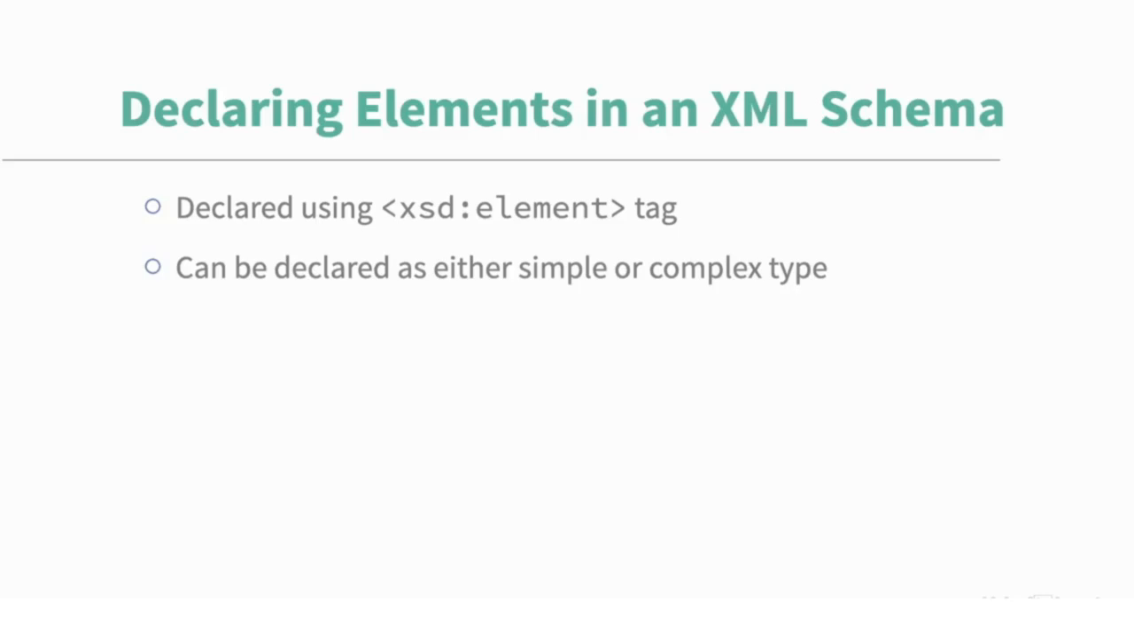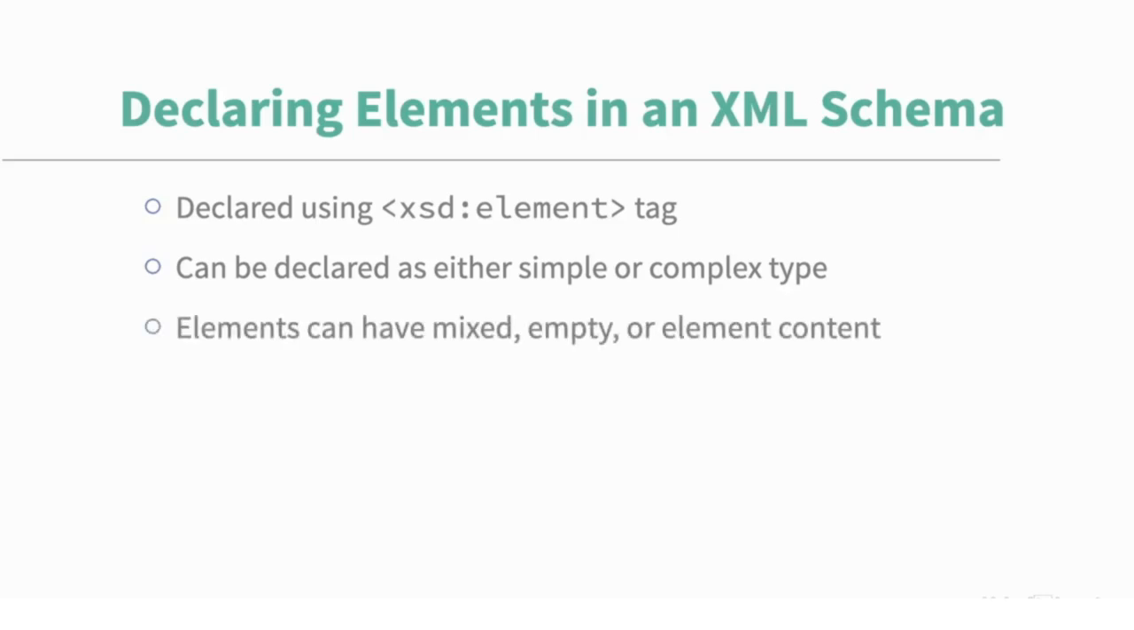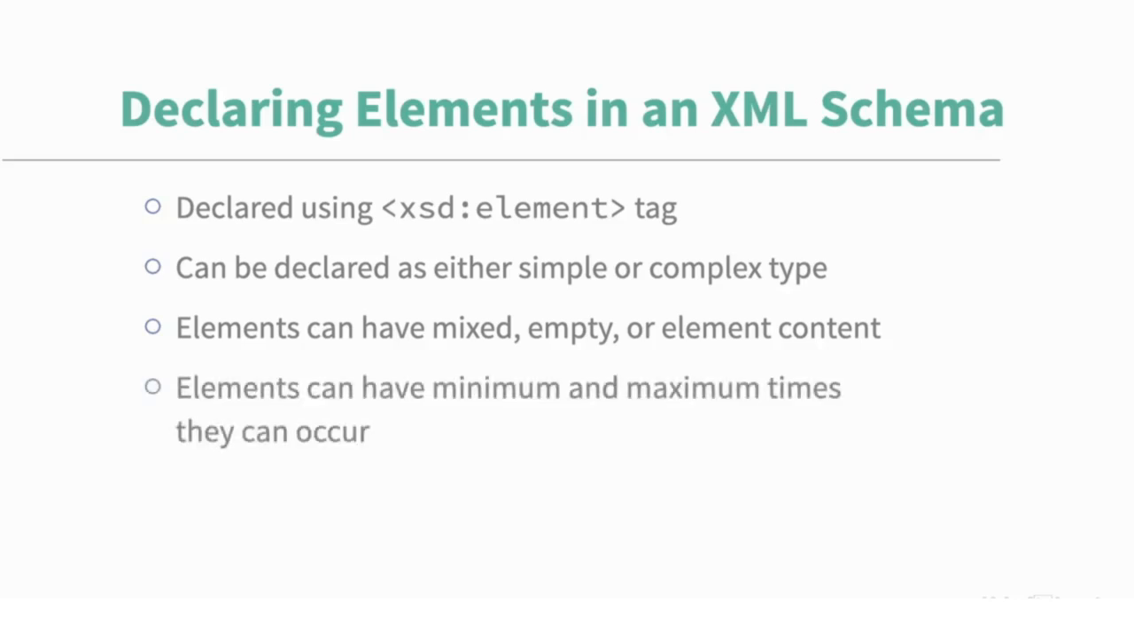These types can either be built-in schema types, or your schema file can define your own custom types, and we'll see that in a little bit. So just like in DTDs, you can declare elements that have mixed, empty, or element content. Elements can also be given a minimum and maximum number of times they are allowed to occur. Remember, you can kind of sort of do this with DTDs, but you can't specify an exact number of times that an element is allowed to occur. But Schema solves that problem.